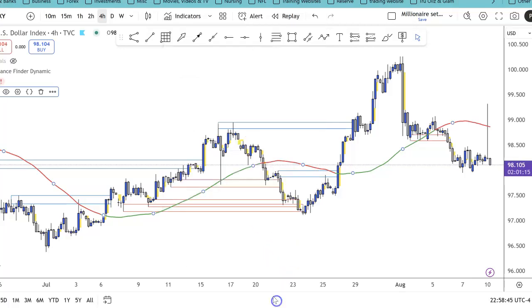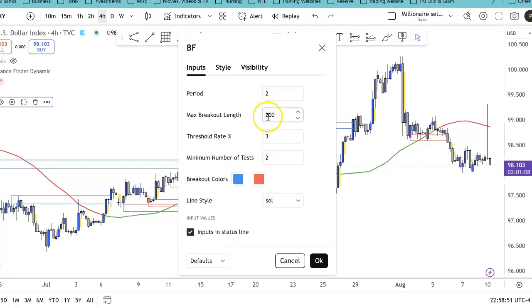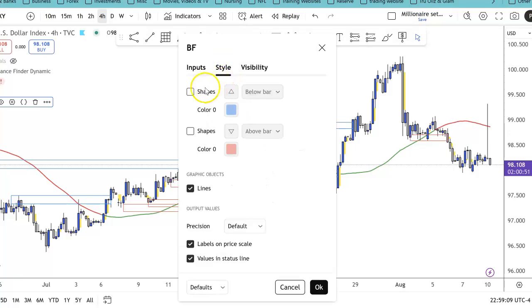The next indicator I have is the breakout finder, and in my inputs for this, I have 2 at a 200 max breakout length. The colors are red and blue. The blue to identify my demand zone for a buy, and my red to identify my supply zone for a sell. For the style, I don't have any of these boxes at the top selected. I typically use the line, so this will be selected.